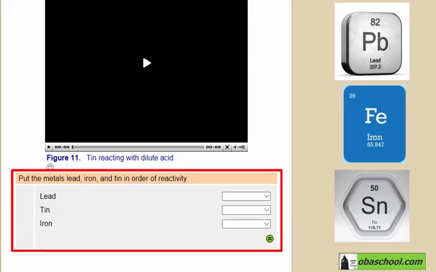The most reactive metal is the one which reacted the fastest. So iron is the most reactive metal as we have observed a lot of hydrogen gas bubbles. Lead is the least reactive one, and tin lies between iron and lead.